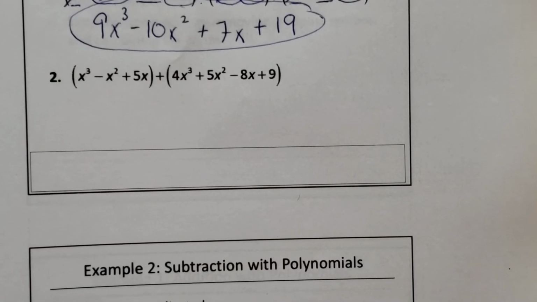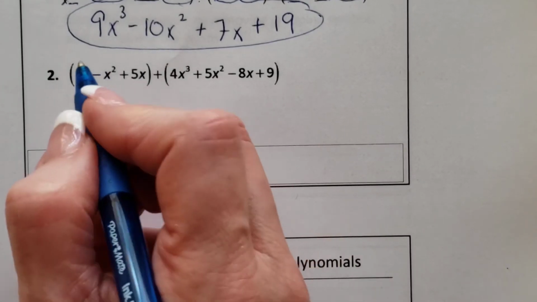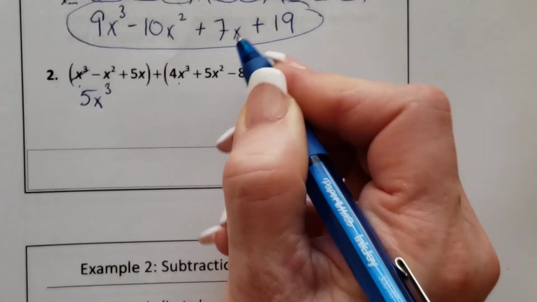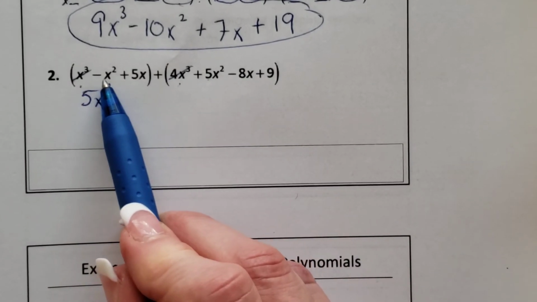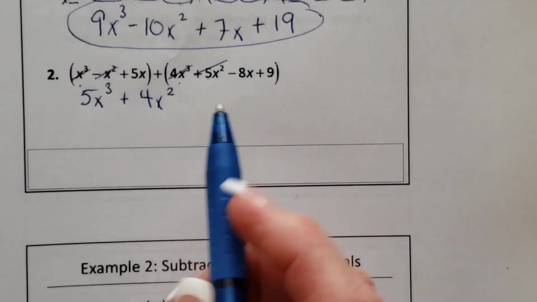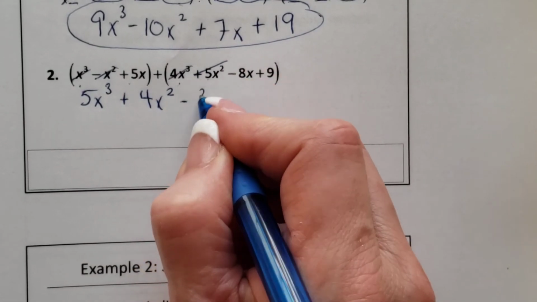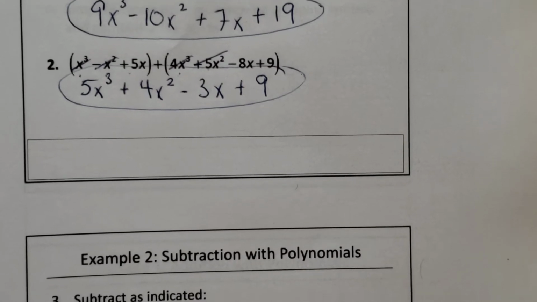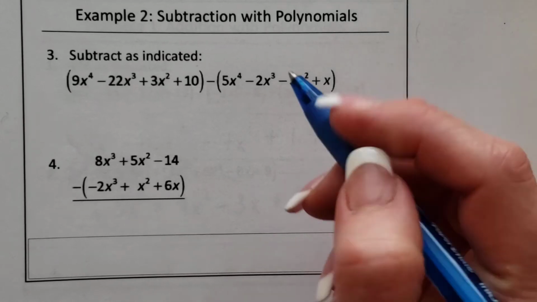All right, number 2, do the same thing. There's a plus symbol there, so I could just drop all those parentheses and just combine like terms. So I have 1x to the third plus 4x to the third. That's 5x to the third. Then I have negative 1x squared plus 5x squared. Well, negative 1 plus 5 is positive 4x squared. 5x combined with negative 8x, 5 minus 8 is negative 3x. And then I have a constant plus 9. And I am finished.